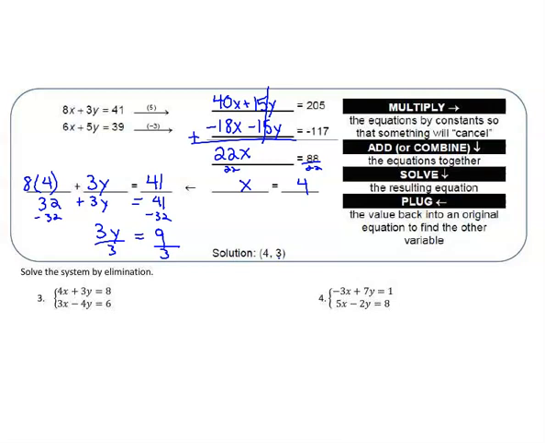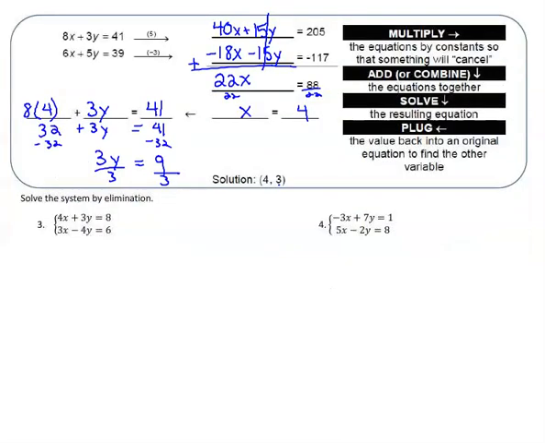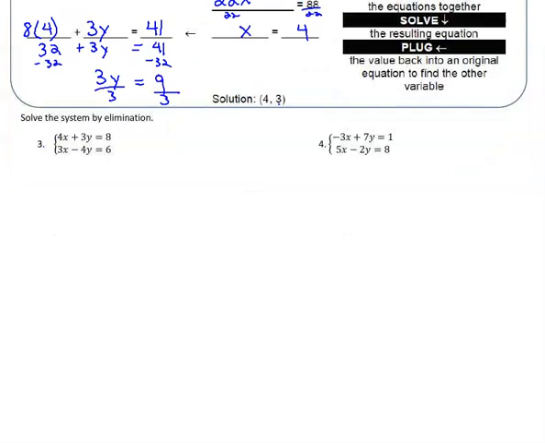So let's try example number 3. If I look at these rows, 4 and 3 will not add to 0. 3 and negative 4 won't add to 0. But I've already got a positive and a negative, so if I just make these the same number, and the smallest number that 3 and 4 both go into is 12. So I want to make the y's become a 12. So I'm going to multiply the top row by 4, because 3 times 4 will give me 12. I'm going to multiply the bottom row by 3, because then I'd have negative 4 times 3.